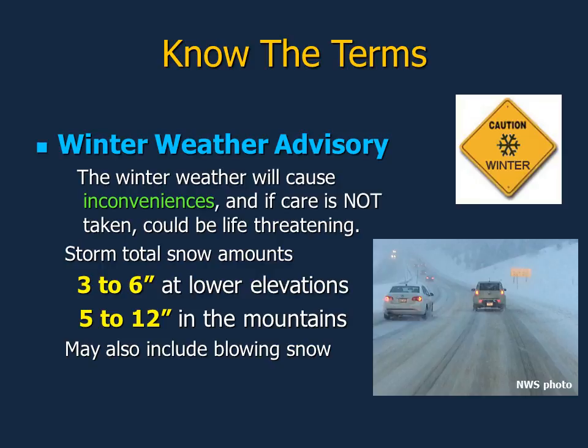A winter weather advisory means that the winter weather will cause inconveniences and could potentially be life-threatening if caution is not taken. Regular season criteria for a winter weather advisory in eastern Utah and western Colorado is 5 to 12 inches in the mountain areas or 3 to 6 inches in the valley areas. A winter weather advisory is not a downgrade from a winter storm watch, it's an upgrade. It's just the amounts are a little bit less than a winter storm warning.